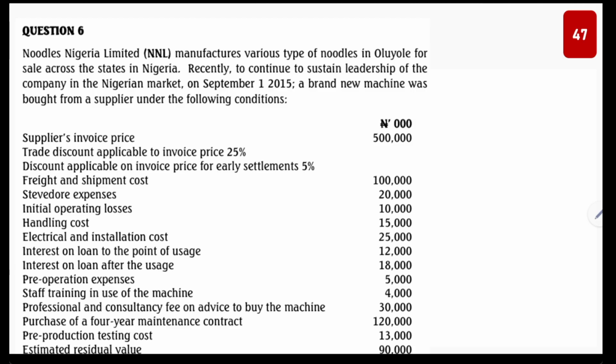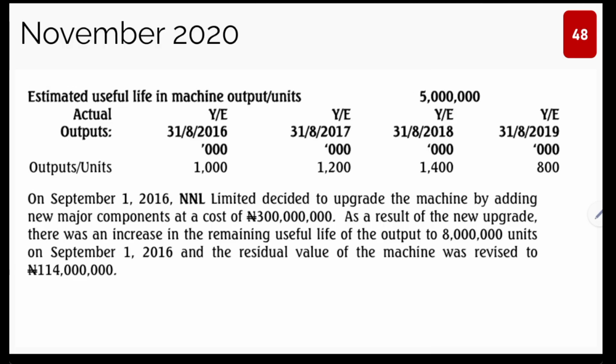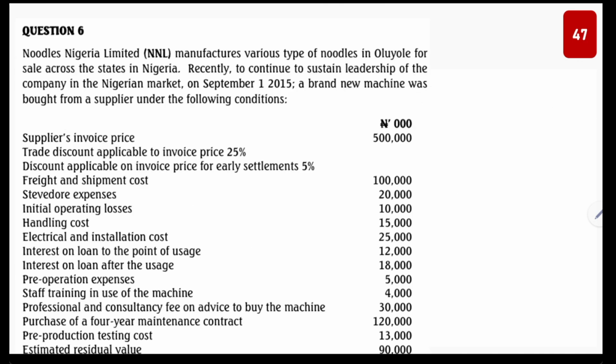So Noodles Nigerian Limited manufactures various types of noodles in Oluyole for sale across the states in Nigeria. Recently, to continue a sustained leadership of the company in the Nigerian market, on September 1st, 2015, a brand new machine was bought from a supplier under the following conditions. So we have all of this, and then we have all of this information regarding the useful life of the asset.